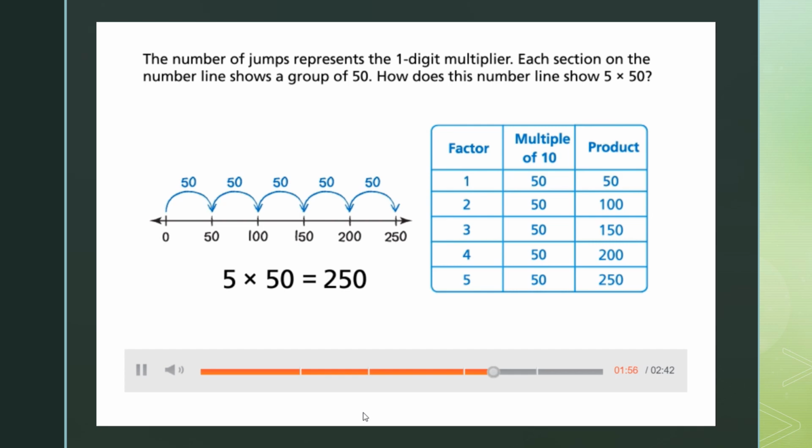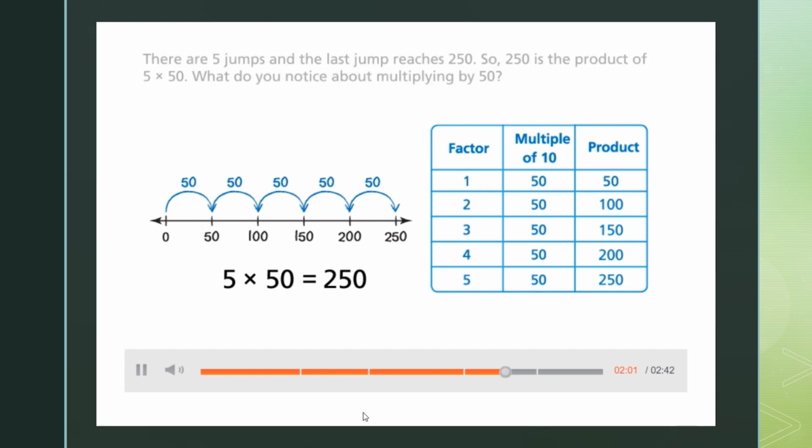How does this number line show 5 times 50? There are 5 jumps, and the last jump reaches 250. So 250 is the product of 5 times 50. What do you notice about multiplying by 50? Go ahead, blurt it out. What are some things you notice?